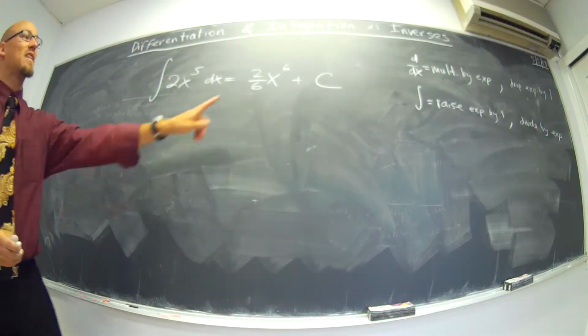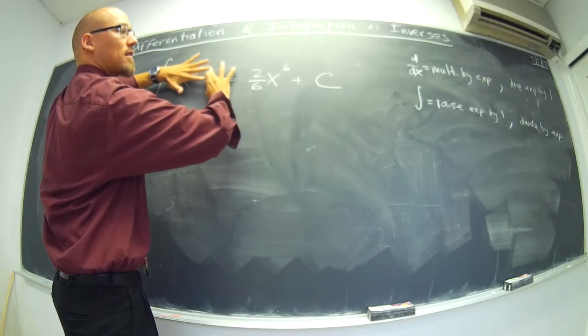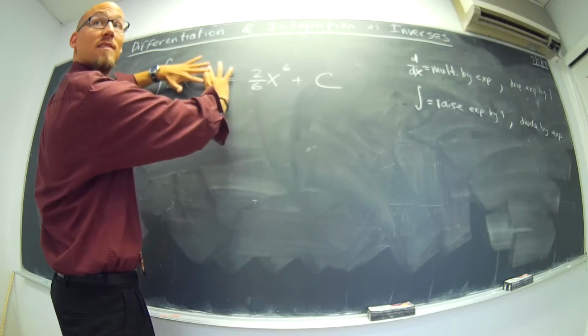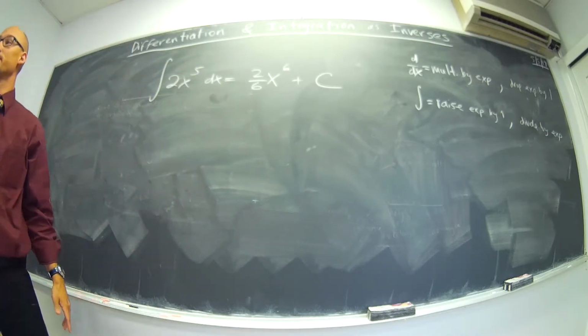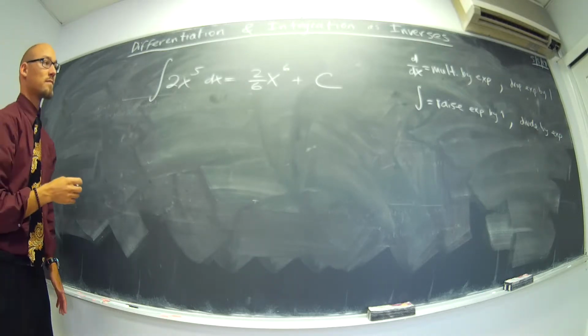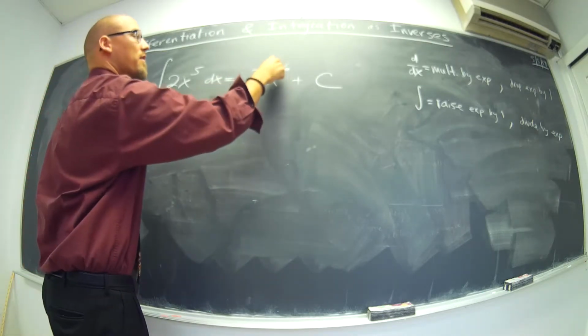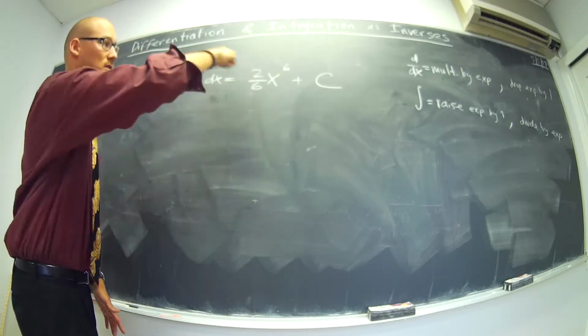Now think about it. Take a look at this. If I said, hey, take the derivative of that, you would bring down the 6. The 6's would cancel, and you get 2x to the 5, right? That's super cool. Because if you take the derivative, you bring it down and you multiply by 6, and 6 divided by 6.